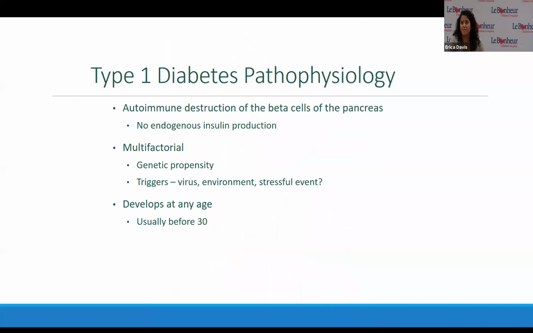So we'll start with type 1 diabetes. We know that type 1 diabetes is the autoimmune destruction of the beta cells of the pancreas. That means that our own immune system kind of turns on us, and it goes and destroys those beta cells in the pancreas. The main thing that beta cells do for us is produce insulin. So in type 1 diabetes, we're going to have no endogenous insulin production. Every bit of insulin that the person with diabetes receives is going to come from injection, whether that's with an insulin pen or an insulin pump.